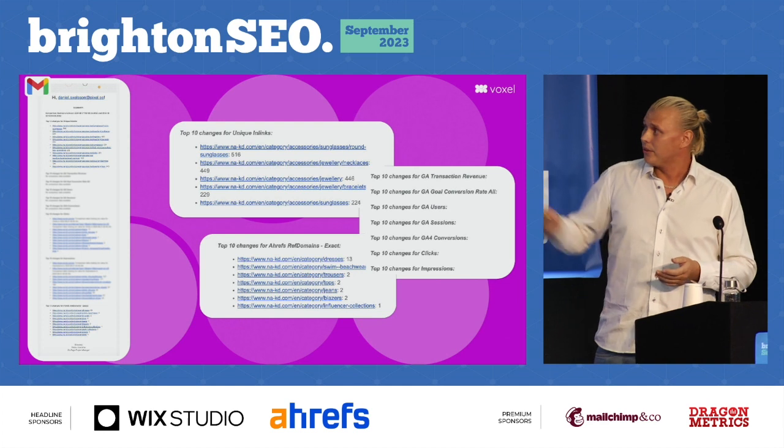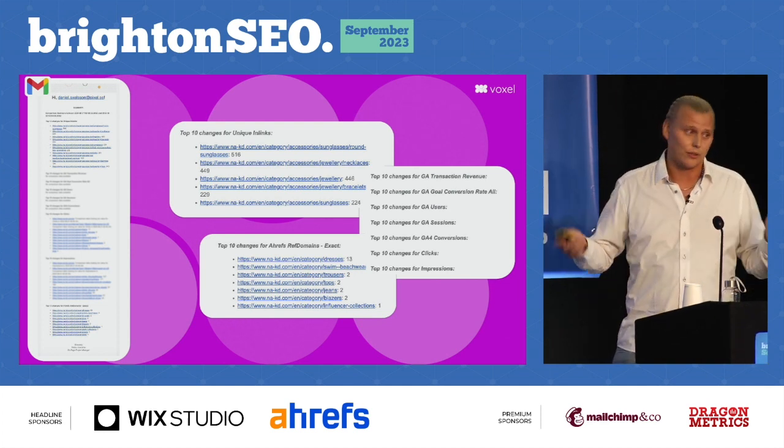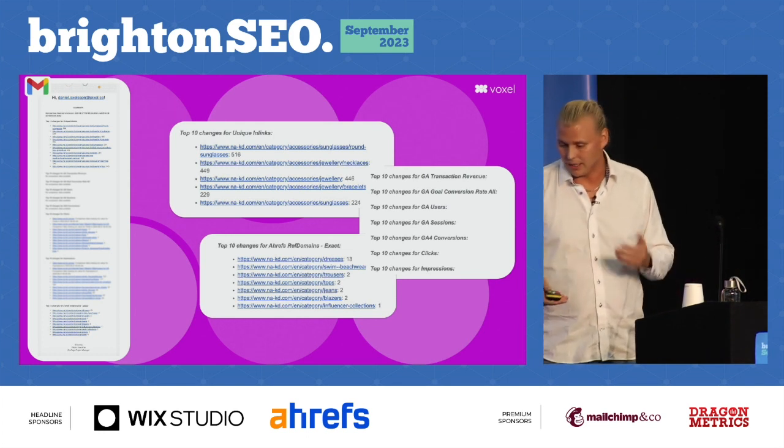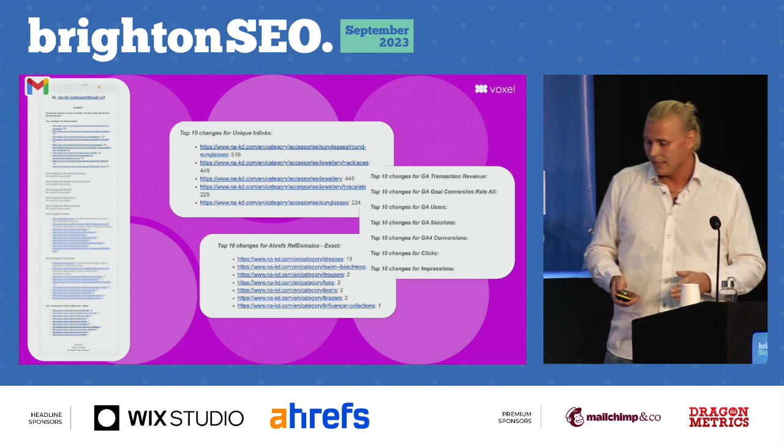So, and yeah, you can include Ahrefs data in internal links and basically anything that you find relevant from the crawl. So I think this is a quite nice way of managing that.